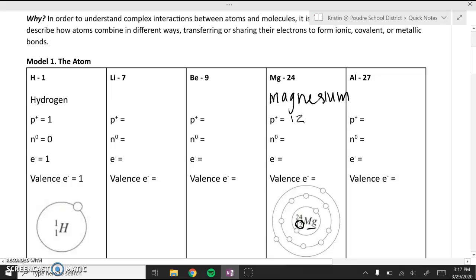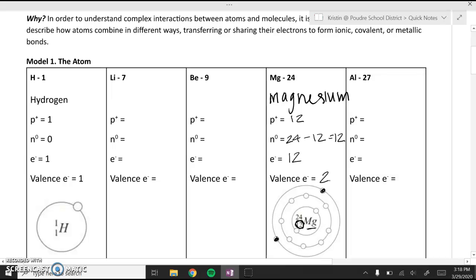And then to get our neutrons, we'll do 24, the mass number, minus 12 equals, in this case, 12. So in this instance, the neutrons and protons are the same. To find my number of electrons, I can just count my electrons. So I have 2 plus 8 is 10, plus 2 more is 12. And my valence electrons, my outermost electrons, they're on this outside ring. And so I have 2 of those.